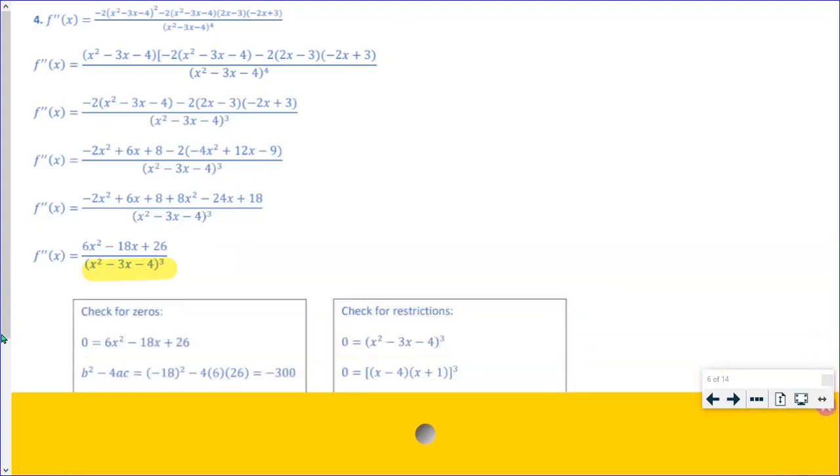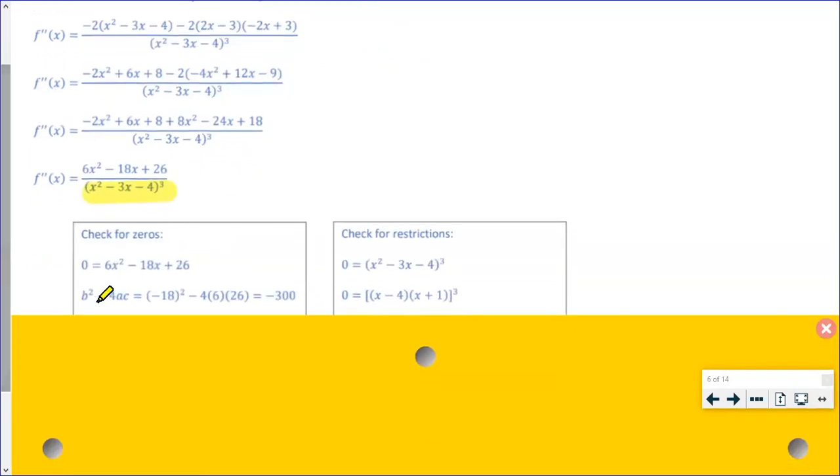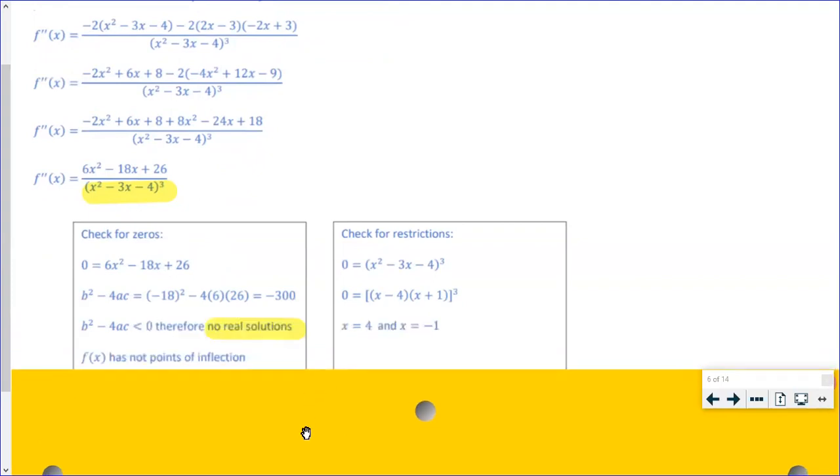Okay, so if we set this equal to 0 again, you will find that I have the equation 6x squared minus 18x plus 26, because the denominator will be eliminated. Of course, the denominator results in the same asymptotes, which makes sense. The asymptotes carry on to the first derivative as well as the second derivative.